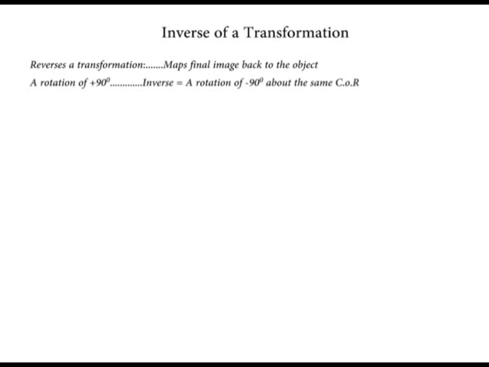A matrix that maps an image back onto its object is called the inverse of the matrix of transformation. If M is a matrix representing a transformation, then its inverse is given as M negative 1. Therefore, given a transformation MA is equal to A prime, then M negative 1 times A prime is equal to A. Knowing the matrix of a given transformation, it is possible to know its inverse.